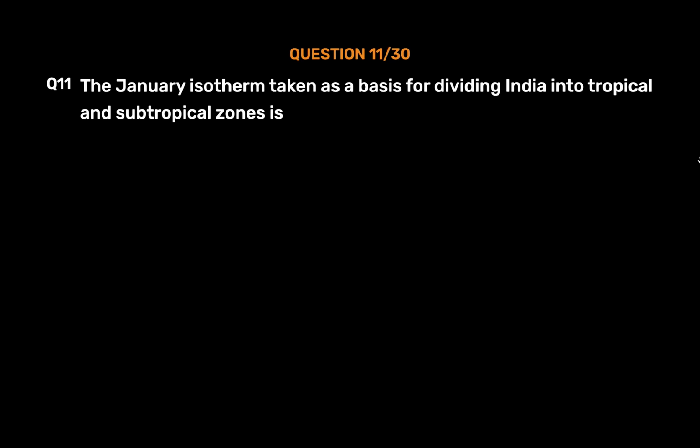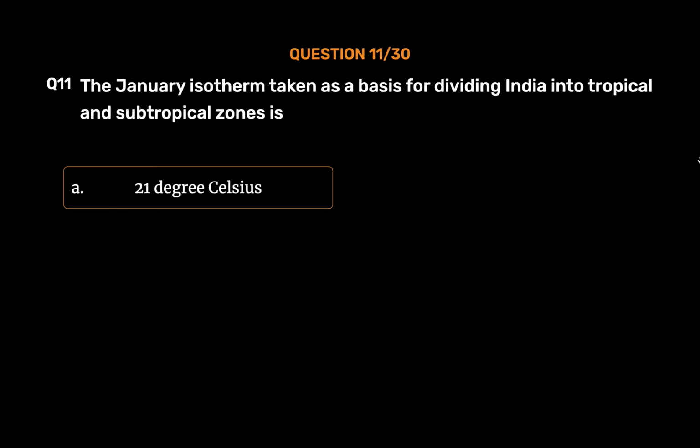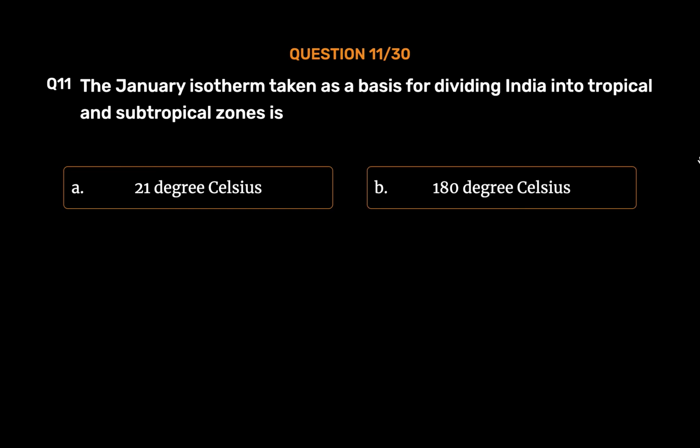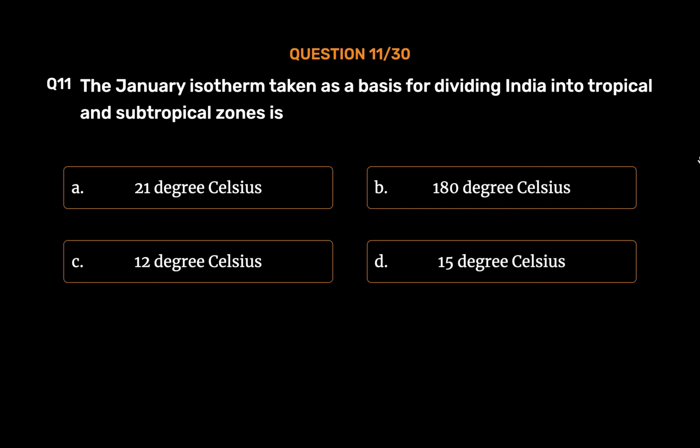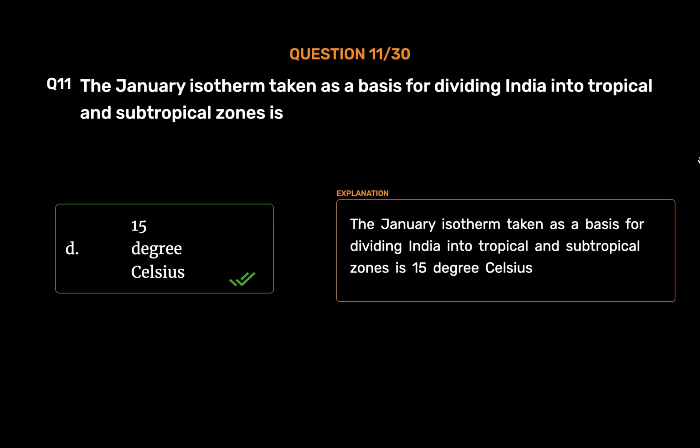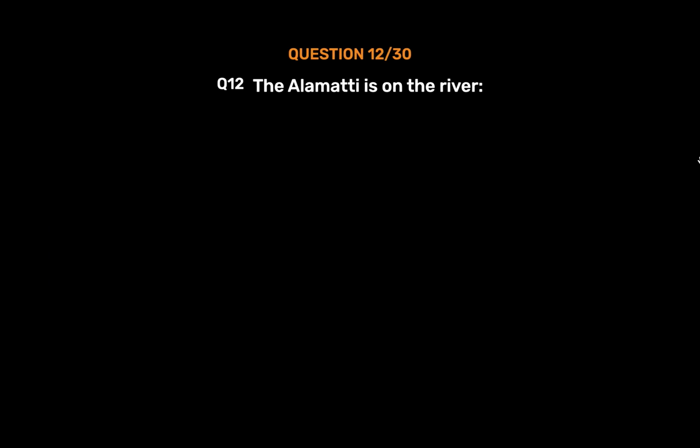Question number 11. The January isotherm taken as a basis for dividing India into tropical and subtropical zones is Option A. 21 degrees Celsius. Option B. 180 degrees Celsius. Option C. 12 degrees Celsius. Option D. 15 degrees Celsius. The correct answer is Option D. 15 degrees Celsius. The January isotherm taken as a basis for dividing India into tropical and subtropical zones is 15 degrees Celsius.